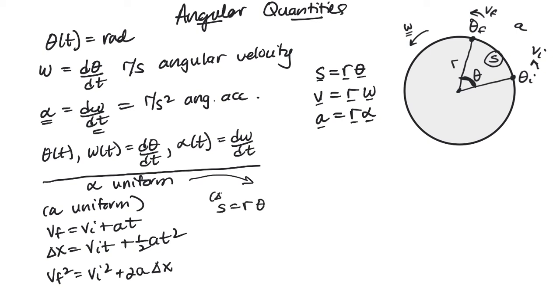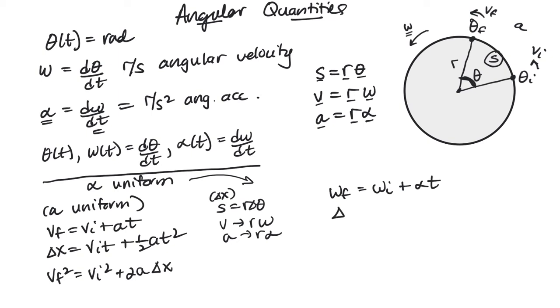S is like delta x, r delta theta. I can replace all my v's by r omega and all my a's by r alpha. And if I actually go through and plug all of those in, I wind up with omega final equals omega initial plus alpha t.